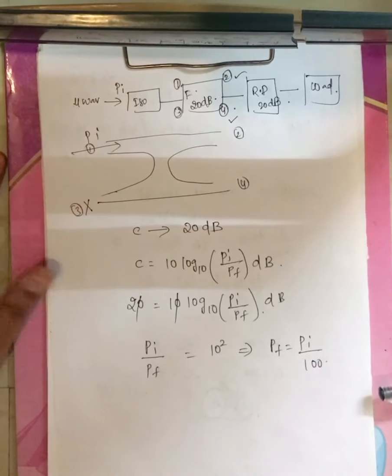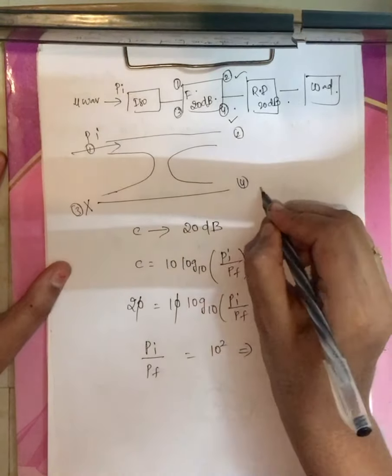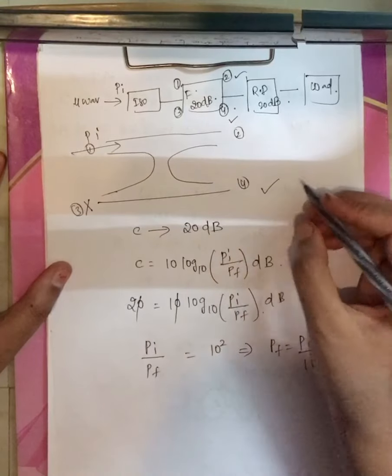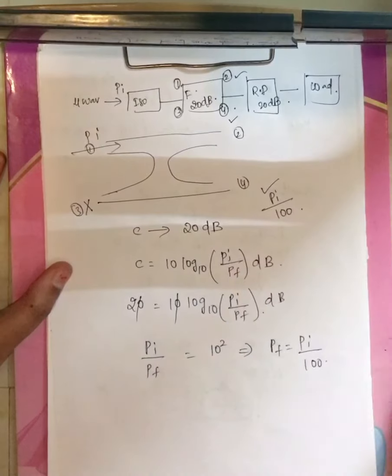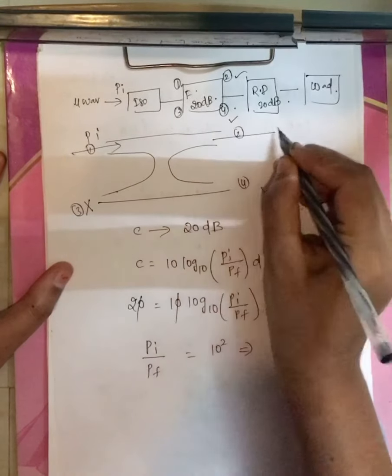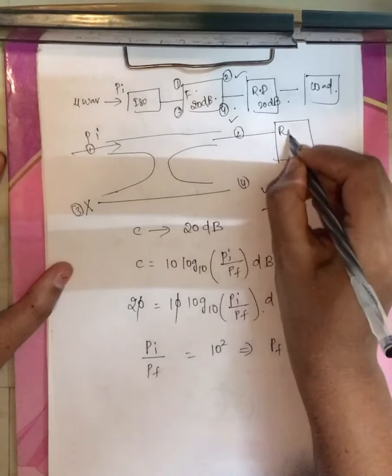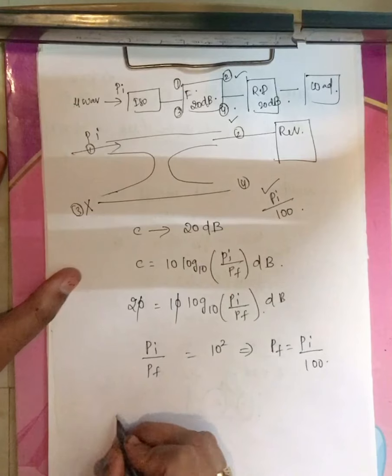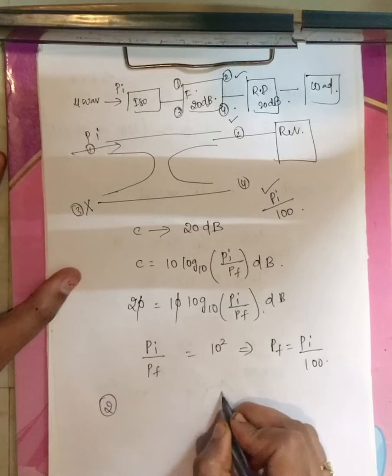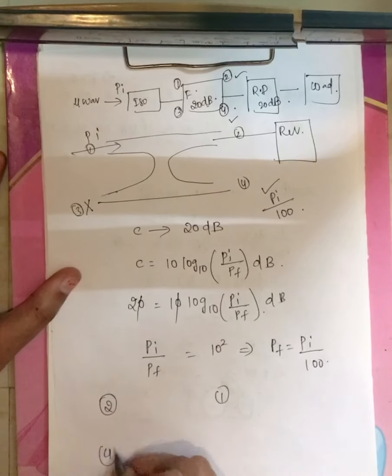Now what is PF? The forward coupled power, nothing but the power at port 4. The power at port 4 is given by PI by 100, right? Now this particular port 2 is connected to the reverse directional coupler. Now let us see the reverse directional coupler. Port 2, port 1 and port 4, port 3.